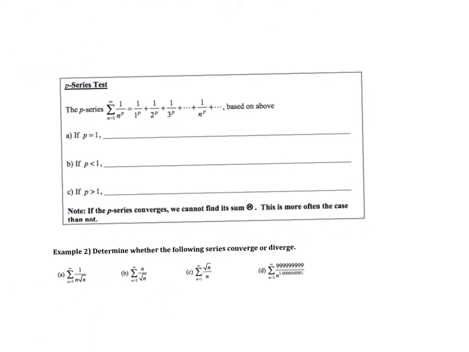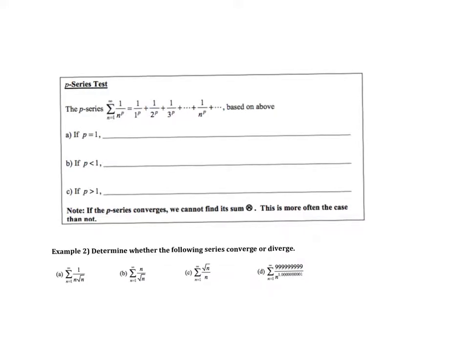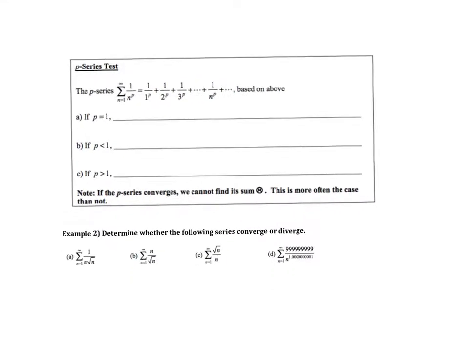So let's think about a p-series. A p-series is going to be a sum from n equals 1 to infinity of 1 over n raised to that p. And so you can see that you'll have 1 over 1 to the p, plus 1 over 2 to the p, plus 1 over 3 to the p, plus and so on, plus 1 over n to the p, plus and so on.